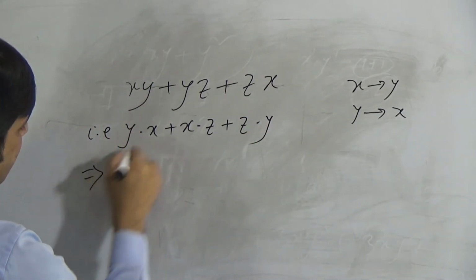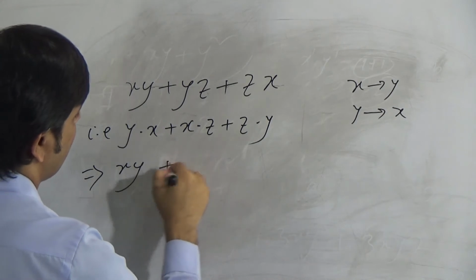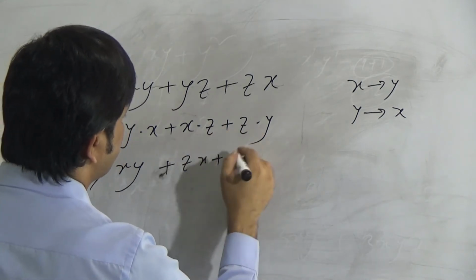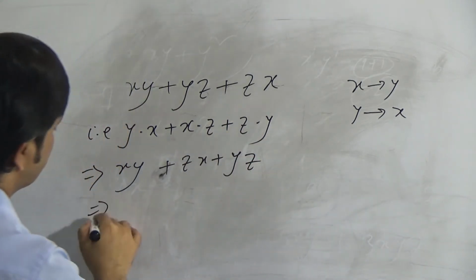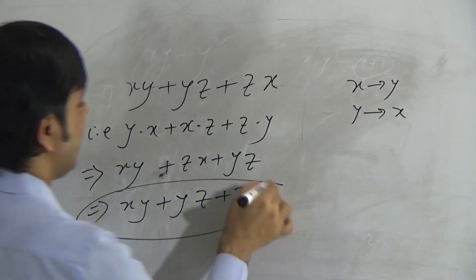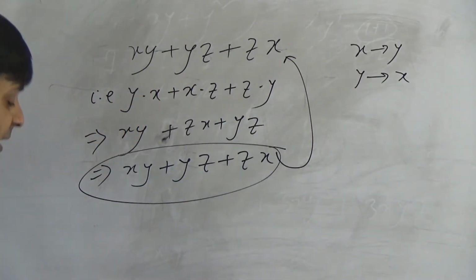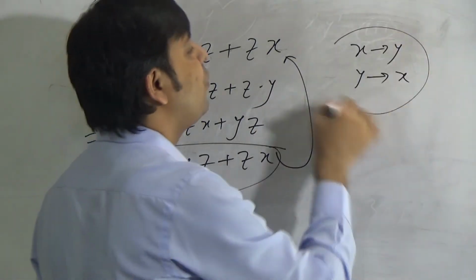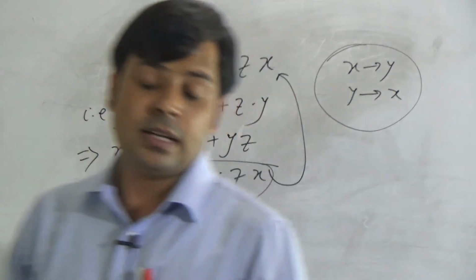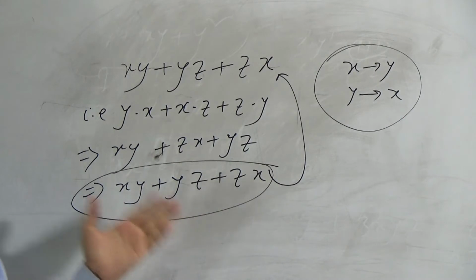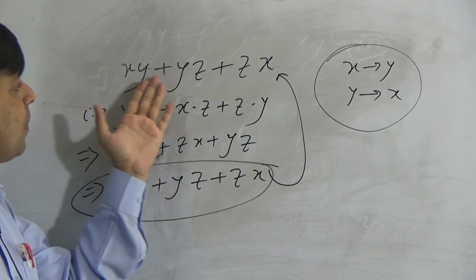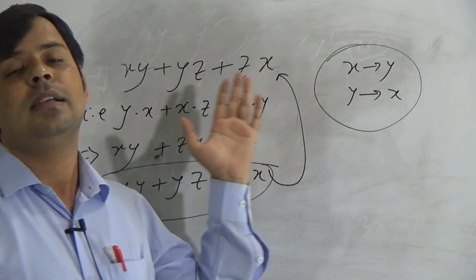So what we are getting here is xy plus zx plus yz. So we can write, arranging, xy plus yz plus zx. What does it mean? We are getting the first expression. It means the expression is unchanged. If we interchange any two variables, the expression remains unchanged. So this expression xy plus yz plus zx is said to be a symmetric expression.